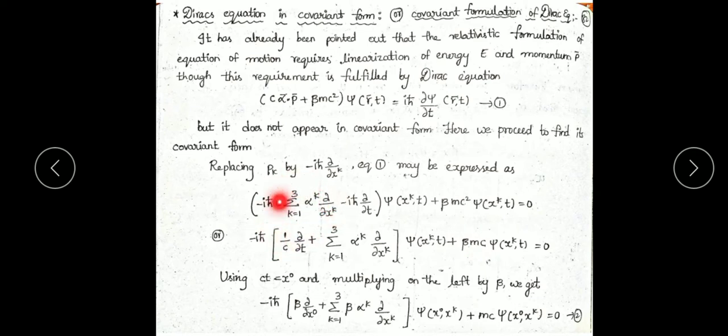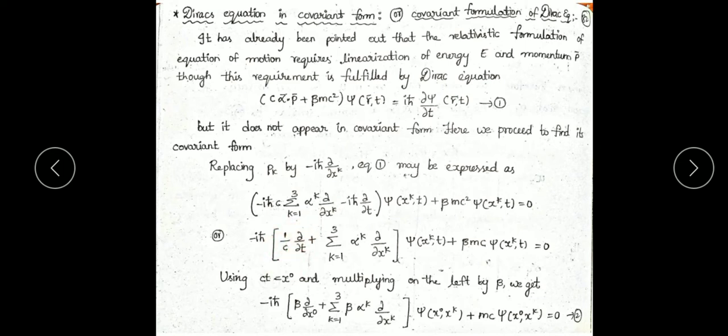So after taking minus iħc out, the term that would remain is only this summation α_k ∂/∂x_k. So summation k equals 1 to 3, α_k ∂/∂x_k. K ranges from 1 to 3: x1, x2, x3, just like x, y, z. And next, in this term, minus iħc, c is not there in the numerator. So after taking minus iħc out, 1 by c would remain, ∂/∂t.